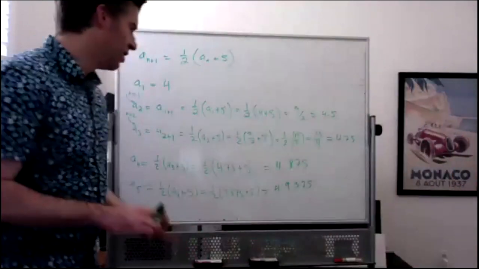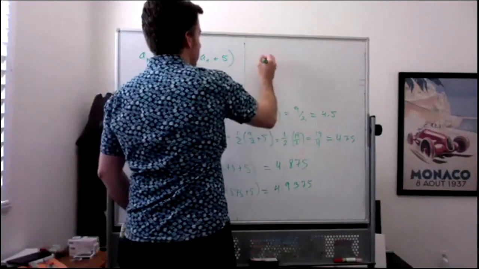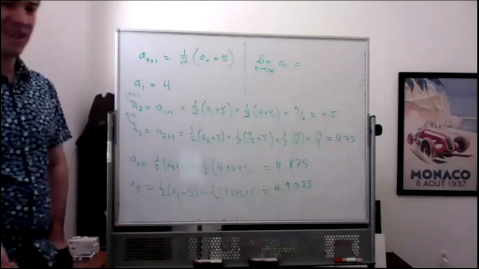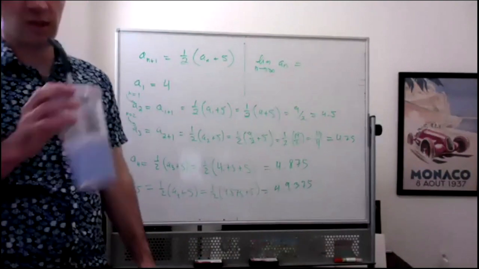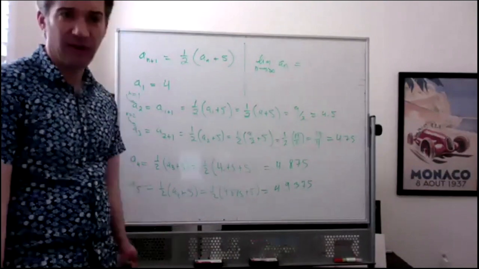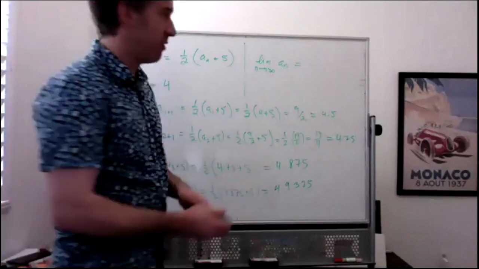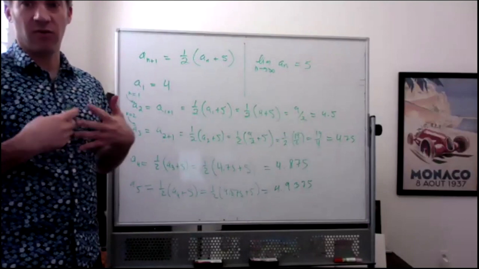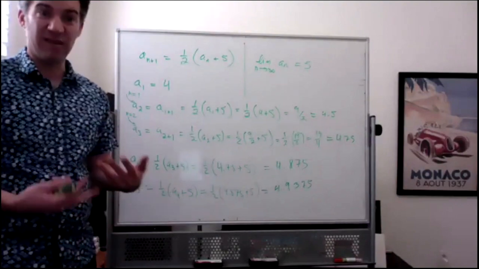Okay, so if you had to guess, what's the limit as n goes to infinity of a sub n? What does it look like our numbers are getting closer and closer to? 5. I would guess 5 too, right? It might not be 5. It might be something smaller or bigger than 5, but it's looking like 5. So the question is, for a recursive sequence, how do we figure out what the limit might be?